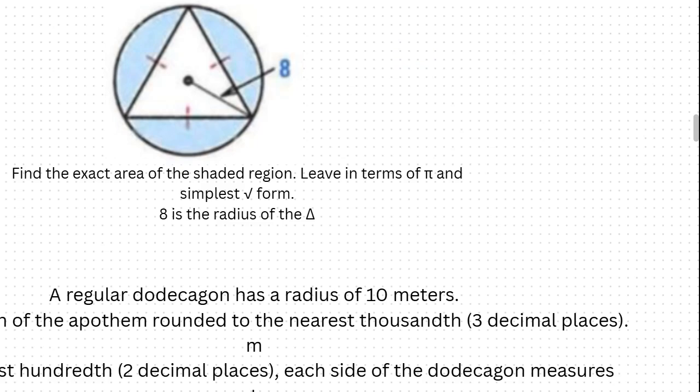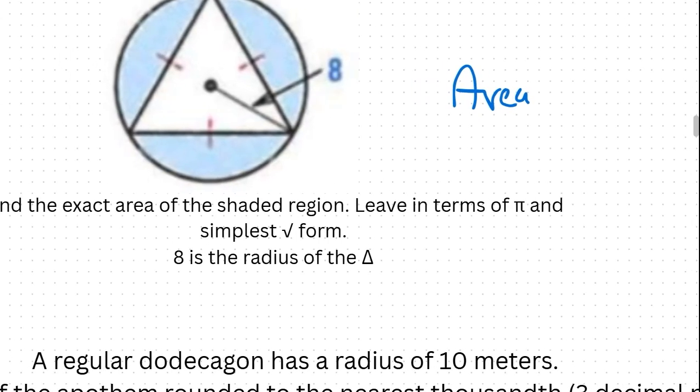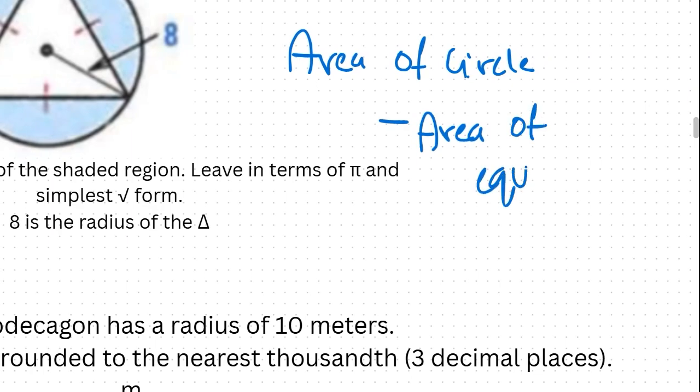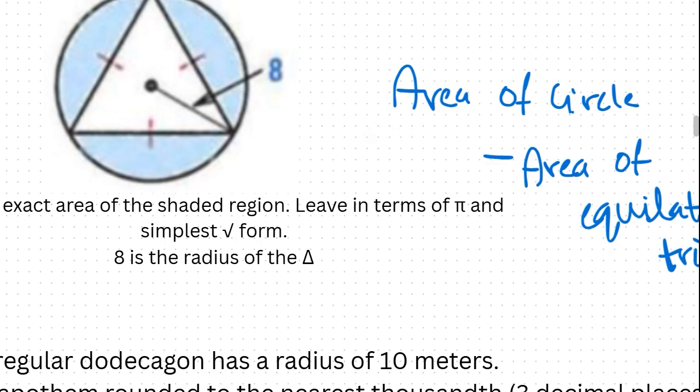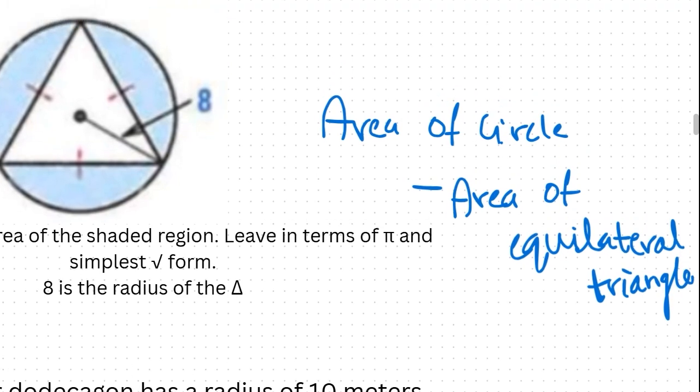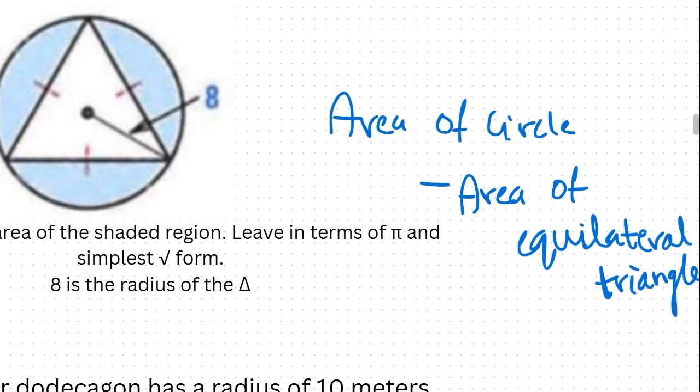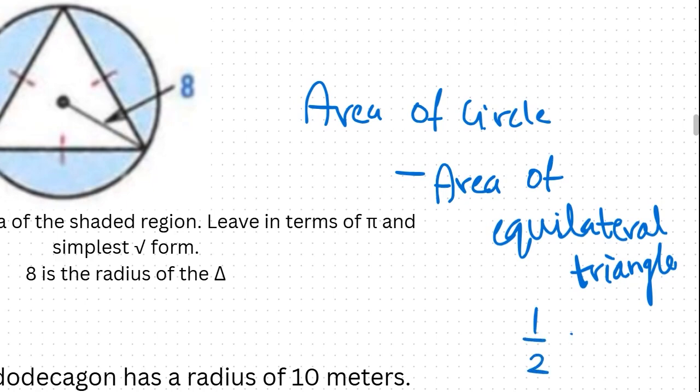Find the exact area of the shaded region. So first we have to find the area of the triangle. Or no, we do area of the circle minus the area of the triangle. It's an equilateral triangle. Do you know what the area of an equilateral triangle is? Isn't it 1/2 base times height? Or no, it's 1/2 apothem times perimeter.